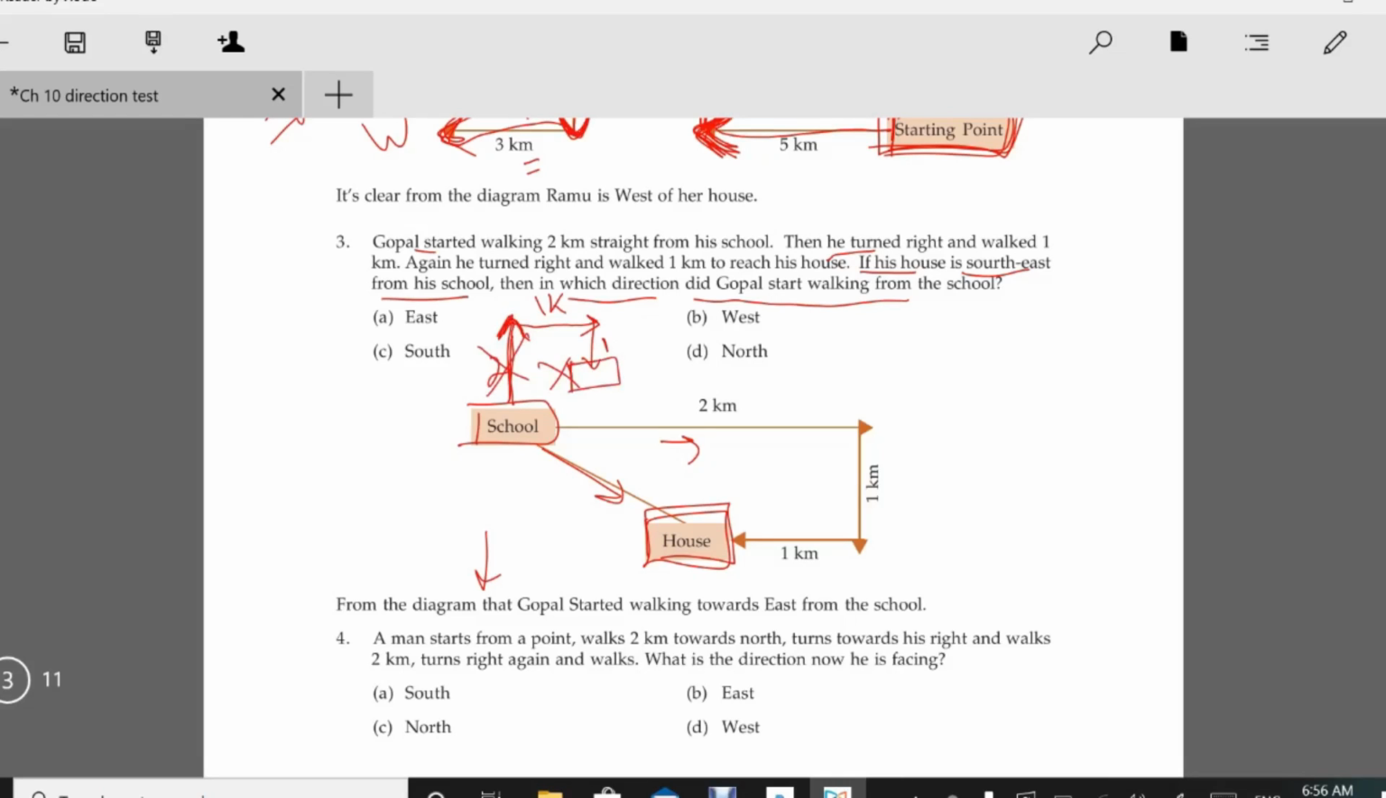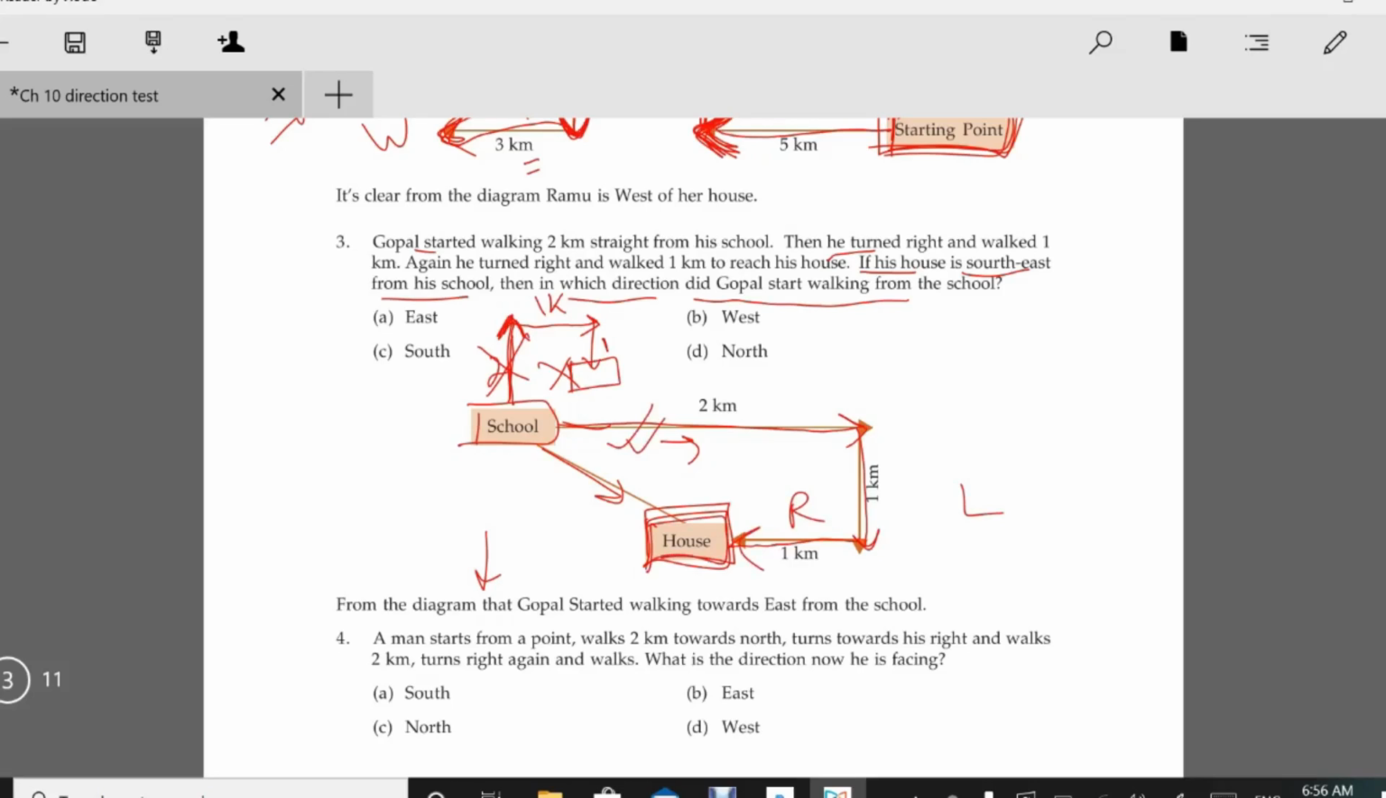So it means that our assumption that he started moving north is wrong. Okay. For your benefit, I'll show this question from all the directions. Now if we assume that Gopal started walking east like this, so he's walking 2 kilometers. Then he turned right and he was walking 1. Again he turned right. Right is here, left is here. So 1 kilometer. And he has reached his house.